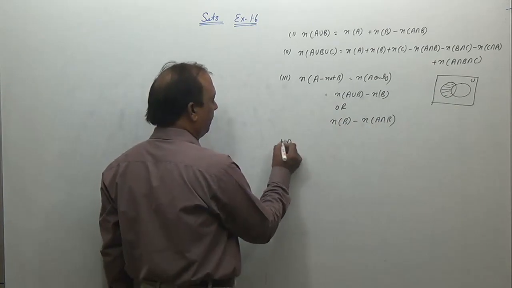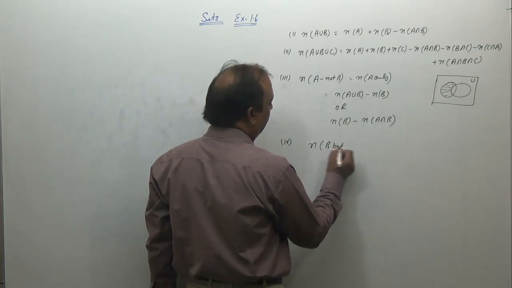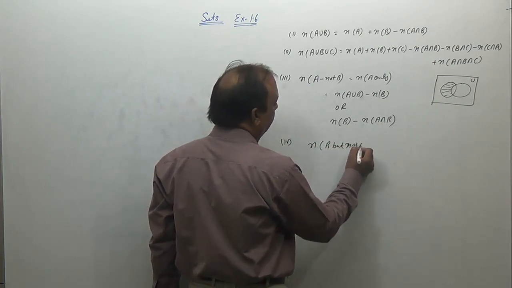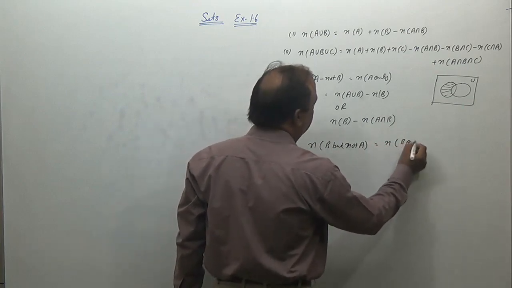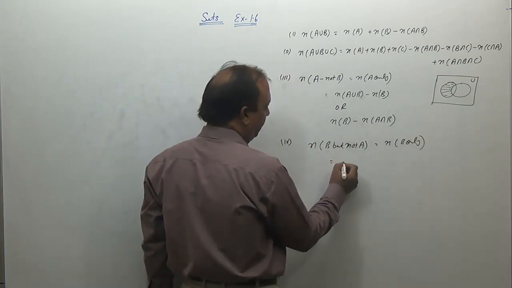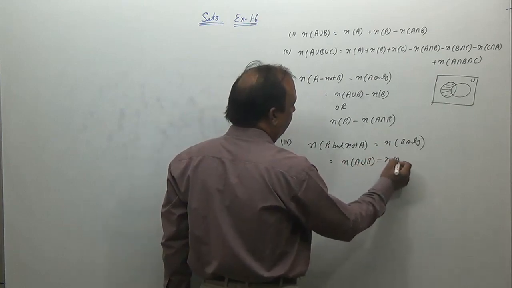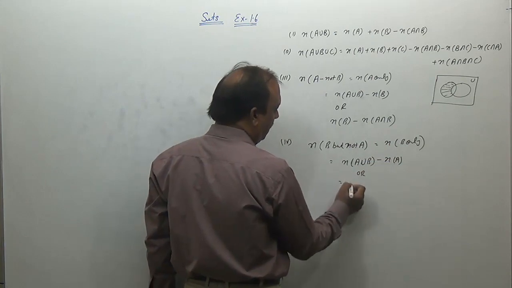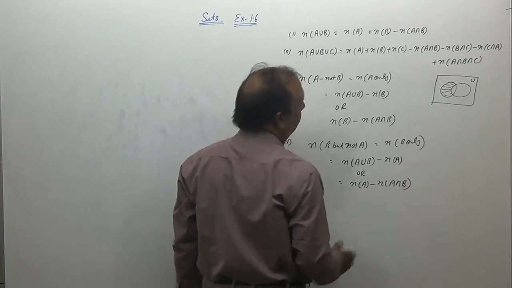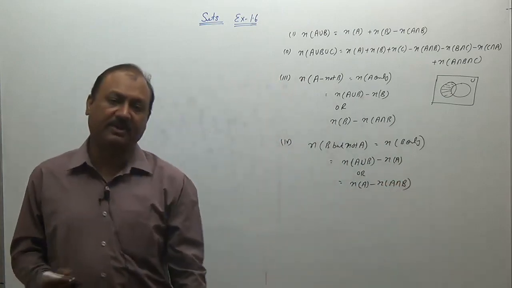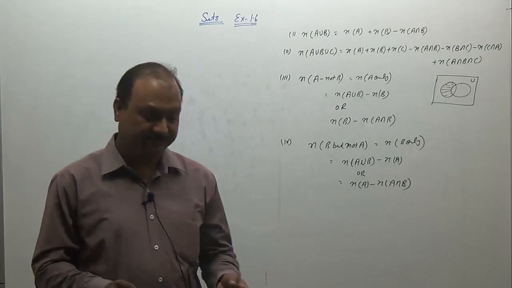Next is the fourth property: the number of elements of B but not A, which we can write as the number of elements of set B only. These are denoted as B minus A. So these are some properties which can be used in numerical or practical problems of set theory.